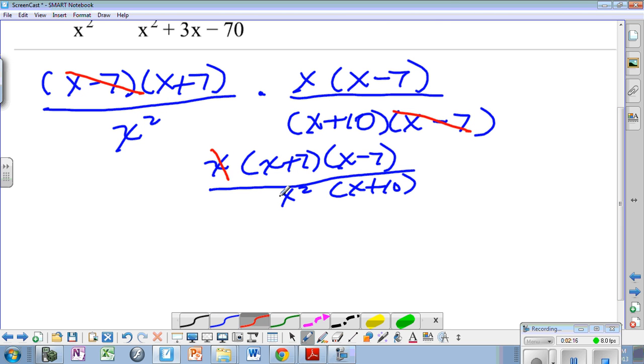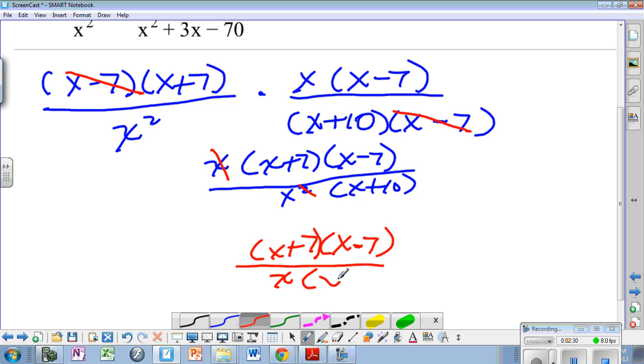This x and this x squared cancel each other, so I end up with x plus 7 in the numerator and x minus 7 all over x times x plus 10.